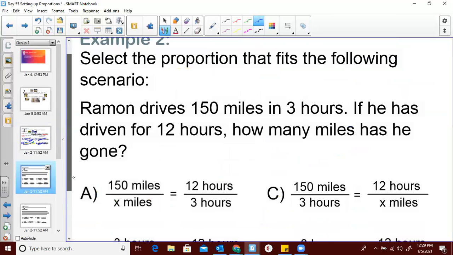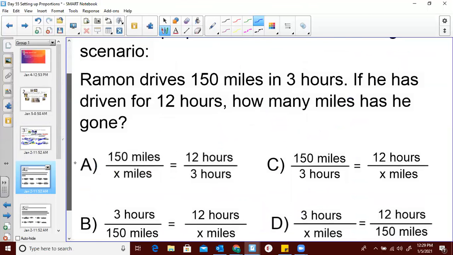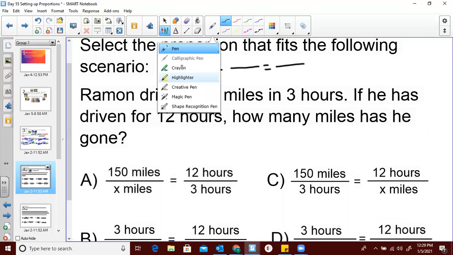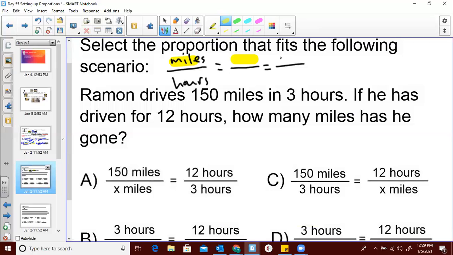All right, just like the last one, Ramon drives 150 miles in 3 hours. So again, let's start off with miles over hours. And then set up your proportion. And don't forget, I'm going to highlight this one again just to drive it home. But be consistent. If miles are in your numerator, all your miles go in your numerator. If hours is your denominator, all your hours go in your denominator.